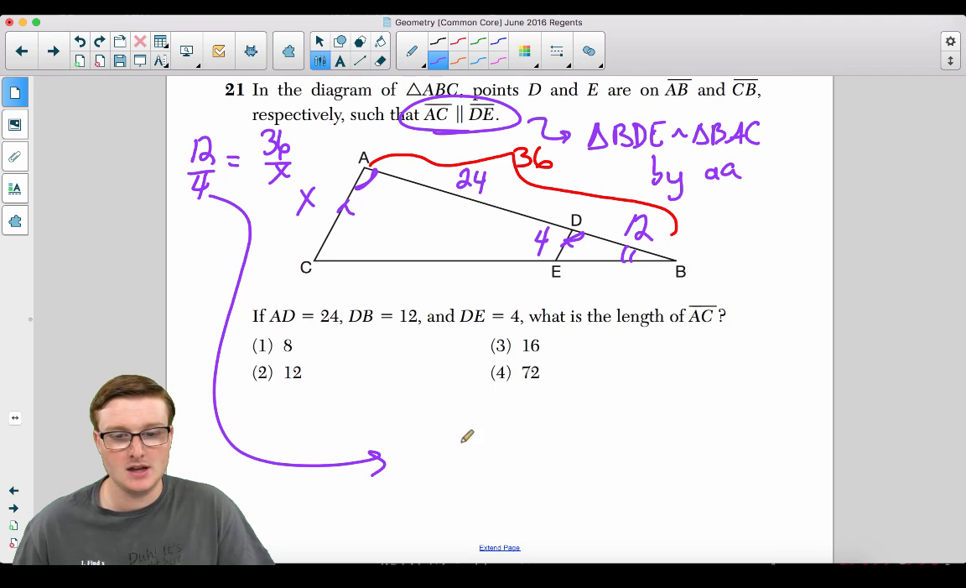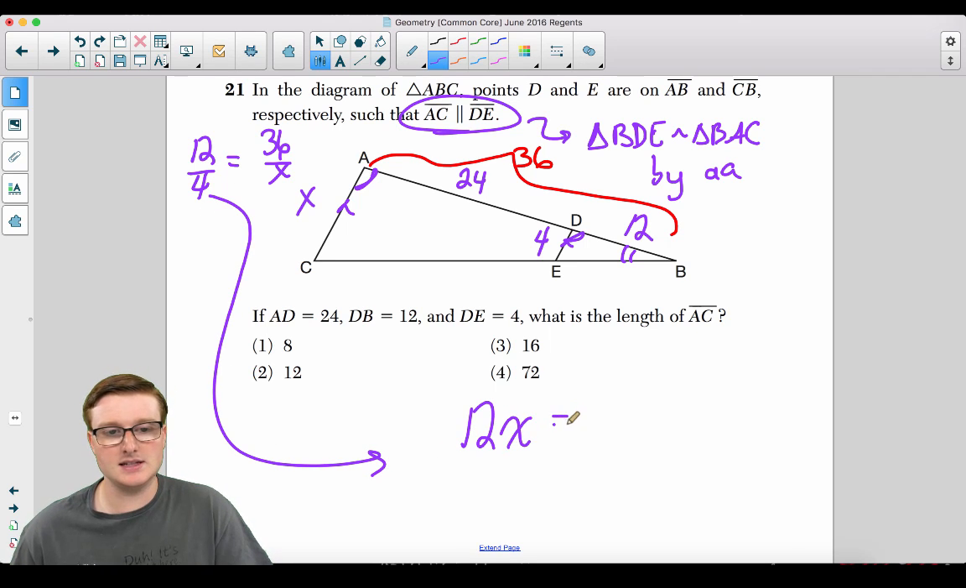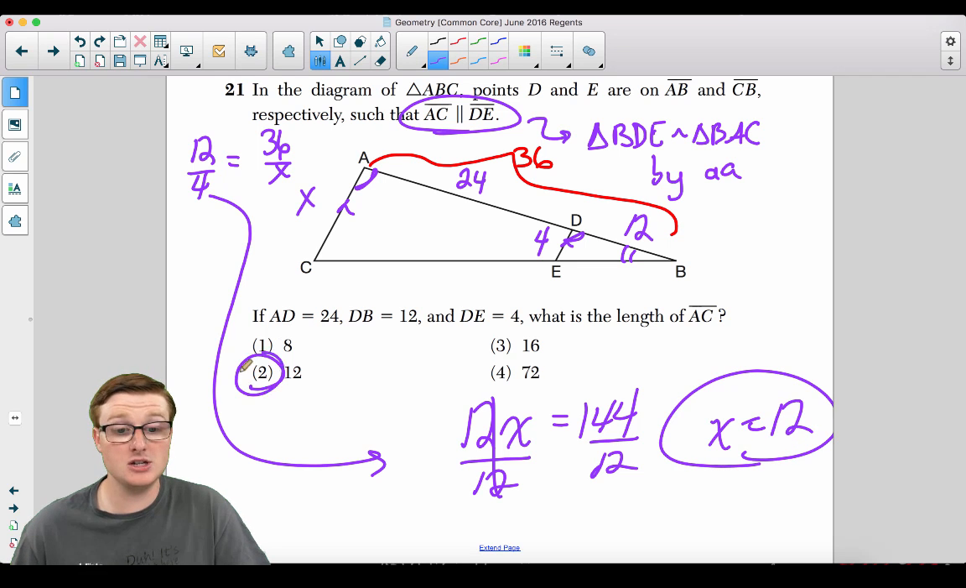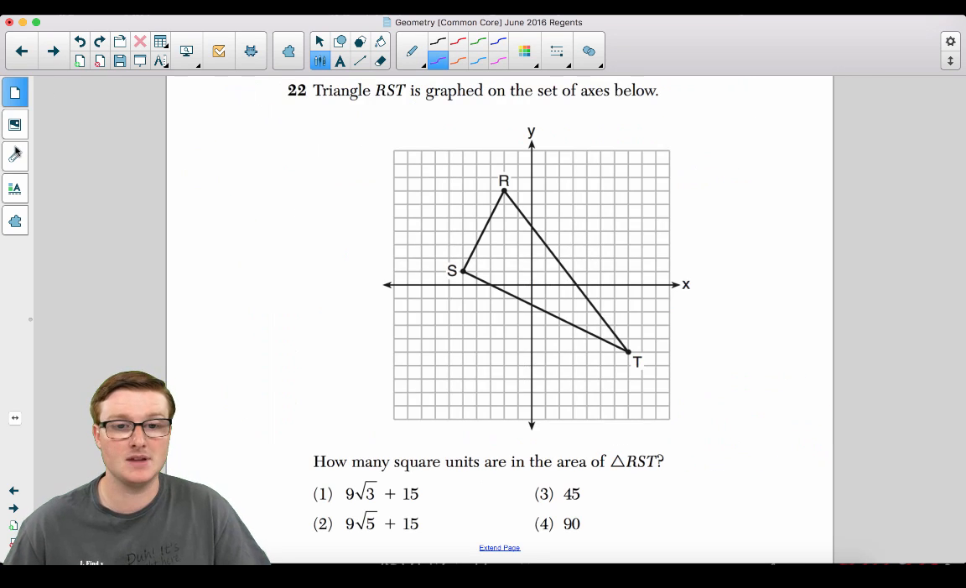I'm going to bring it down here. So, we get 12x is equal to 36 times 4, which is equal to 144. Divide by 12 on both sides, and you get x is equal to the number 12, which is going to be choice 2. All right, moving on.